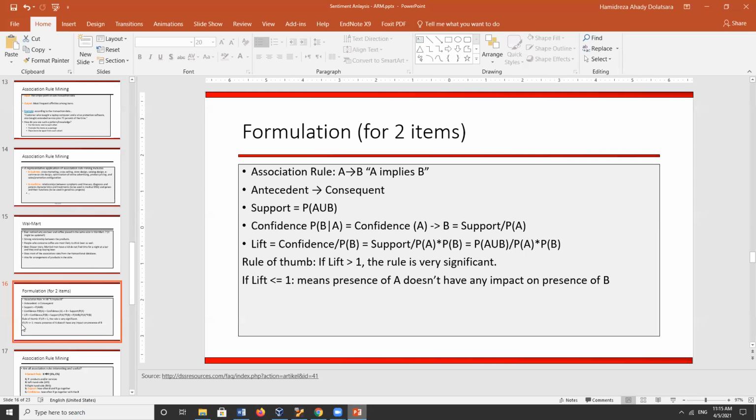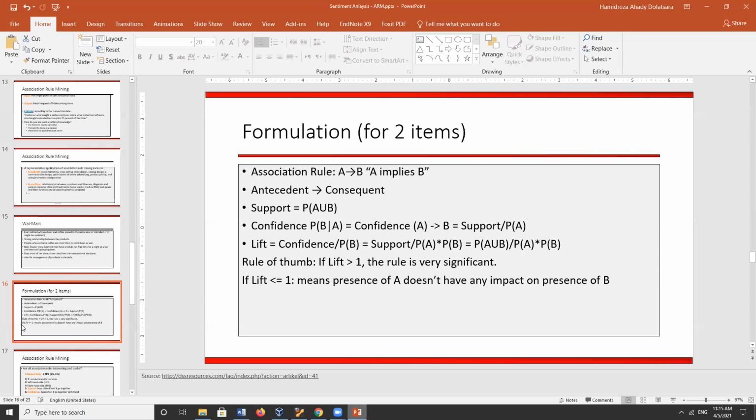Another one is lift, which is equal to confidence of B given A divided by probability of B, which is equal to support divided by probability of A times B, or probability of A union B divided by probability of A times probability of B.